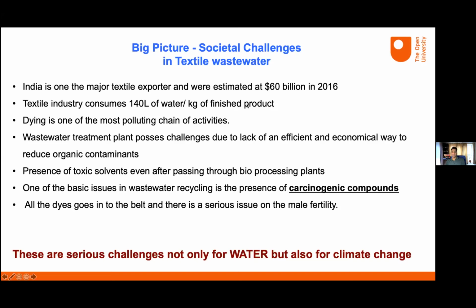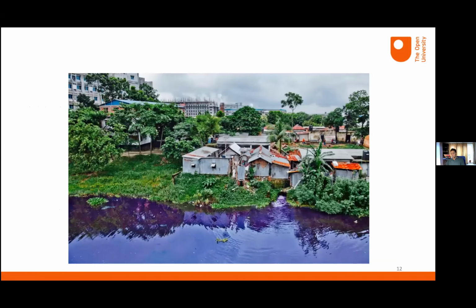And in this particular case, dyeing is identified as one of the most polluting chains, because there are unsaid reports saying that even after doing some of the recycling process, the components which we are getting out of the dyes are carcinogenic, and sometimes it even hinders fertility as well. So everything should start like a big picture.